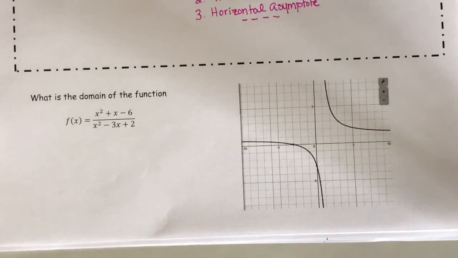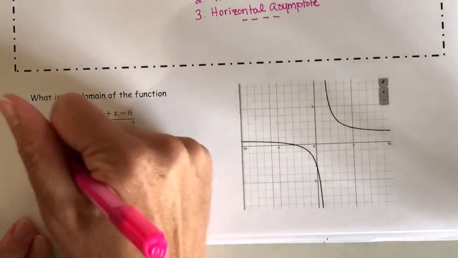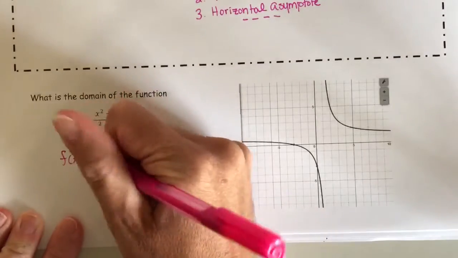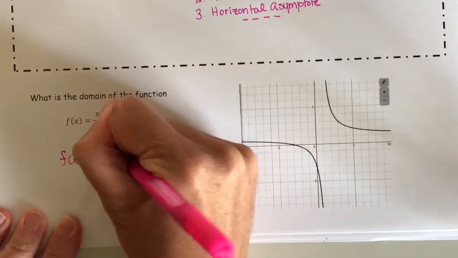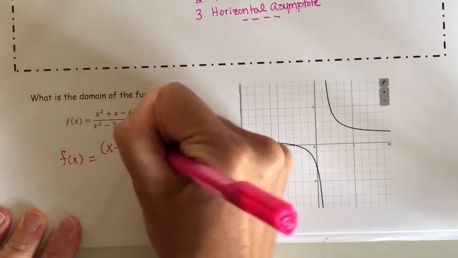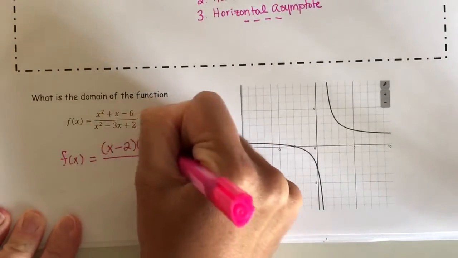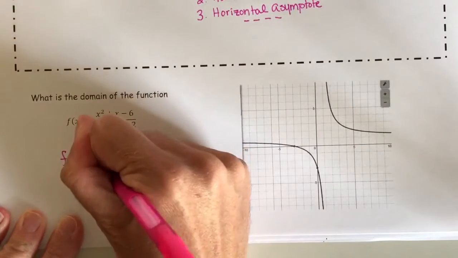So to help find the domain, as we said in the steps before, we're going to factor. I'm going to go ahead and factor the numerator and the denominator. So the top factors to x minus 2 and x plus 3. And the denominator factors to x minus 1 and x minus 2.